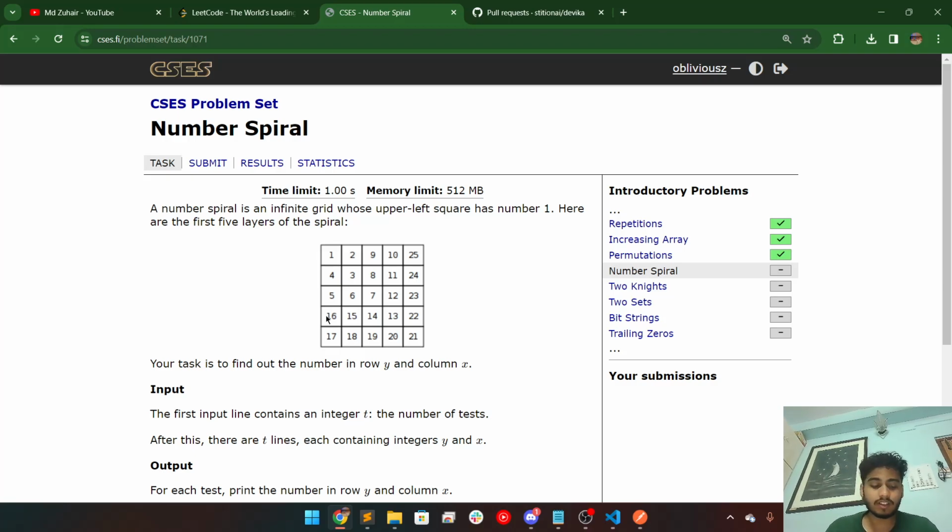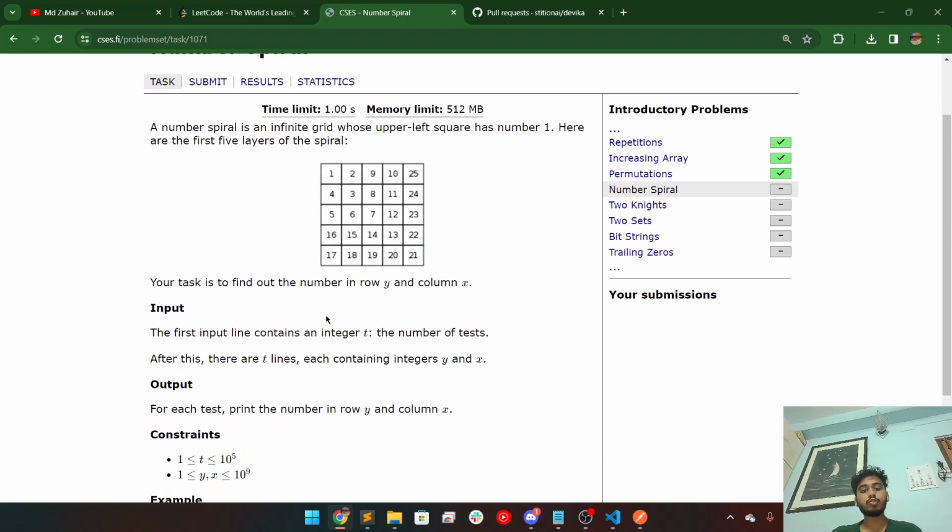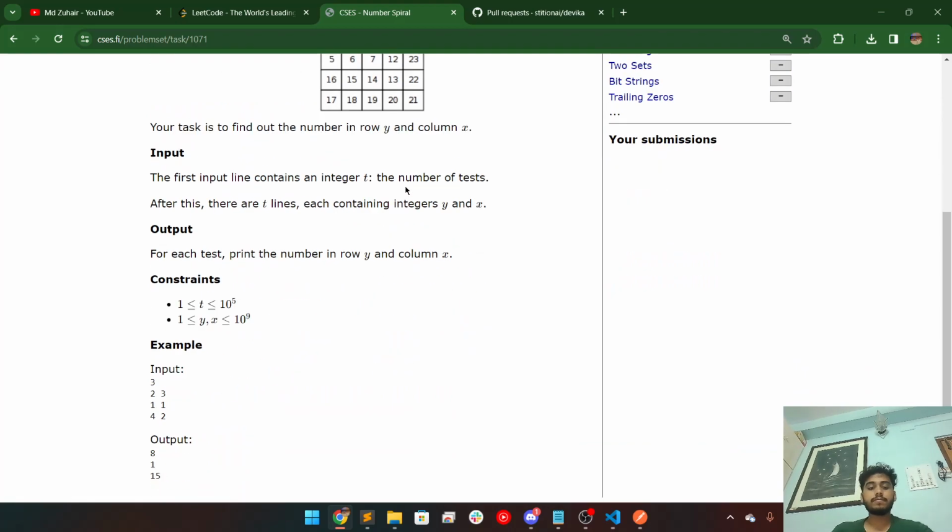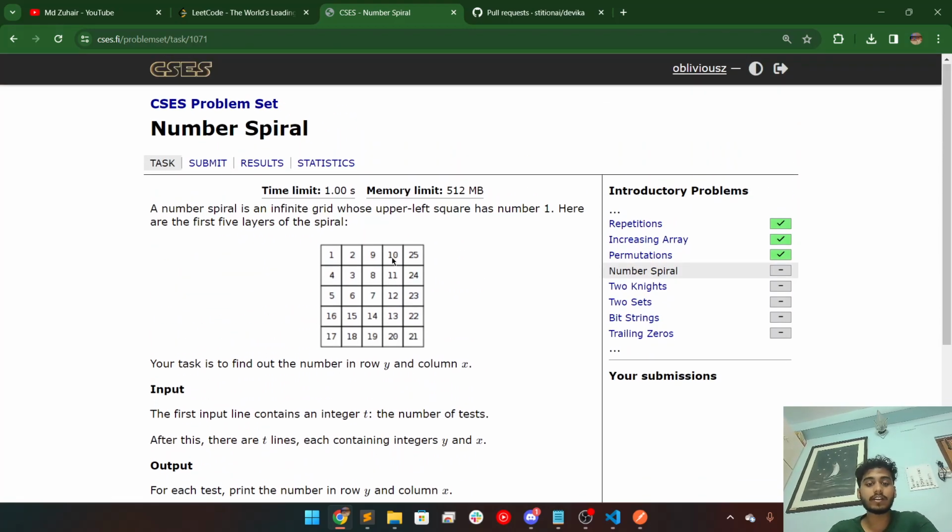and then increase our column by x, right? So basically, let's say we need to find 2 comma 4, right? What is a better solution is we find 4 comma 4, and then we find 2 comma 4.